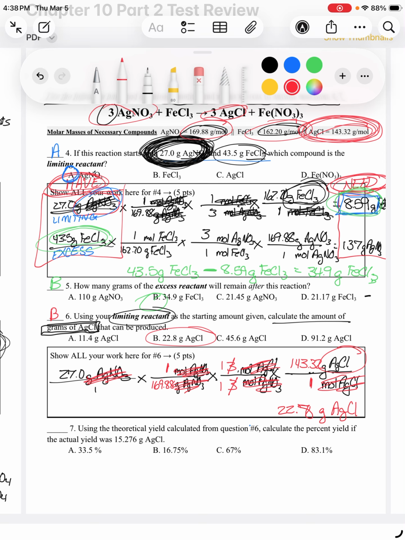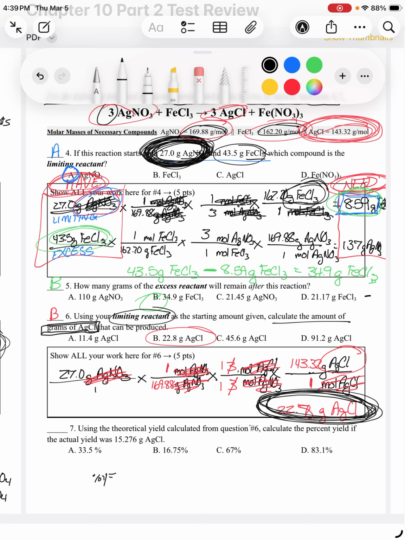Last question before the big bonus. Using the theoretical yield calculated from question number 6, so there's our theoretical yield. If everything went right, that's the number we get. Using our theoretical yield calculated from question number 6, calculate the percent yield if the actual yield was 15.276.